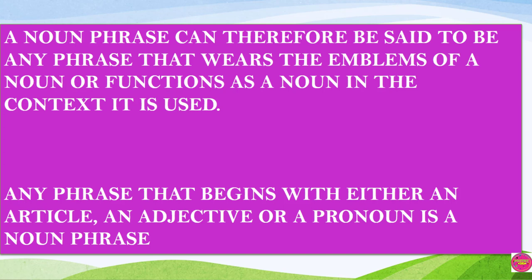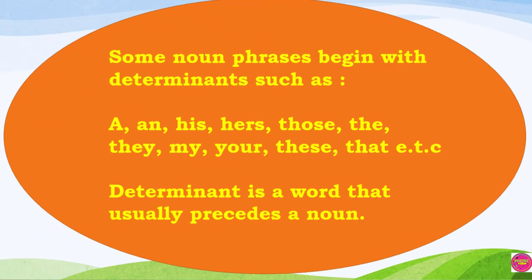Let's find out. A noun phrase can therefore be said to be any phrase that wears the emblem of a noun or functions as a noun in the context it is used. Any phrase that begins with either an article, an adjective, or a pronoun is a noun phrase. Some noun phrases begin with determiners, such as a, an, his, hers, those, their, they, my, yours, these, that, etc. A determiner is a word that usually precedes a noun.